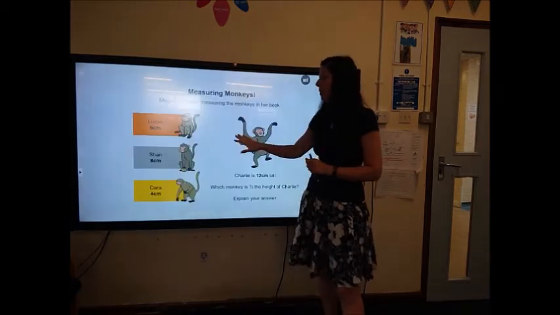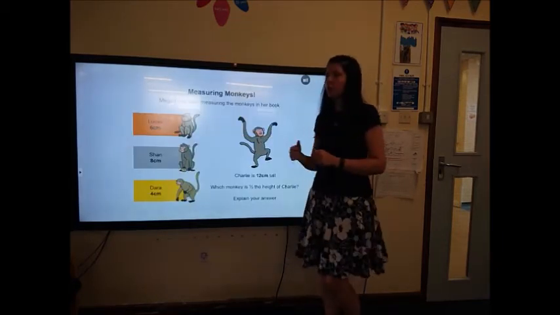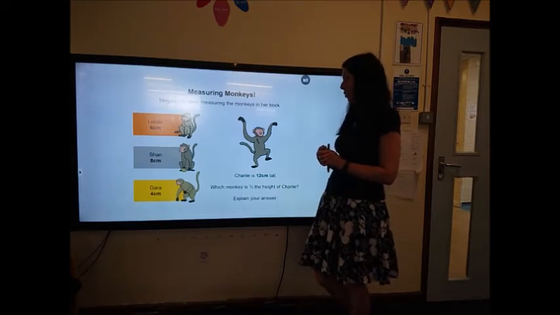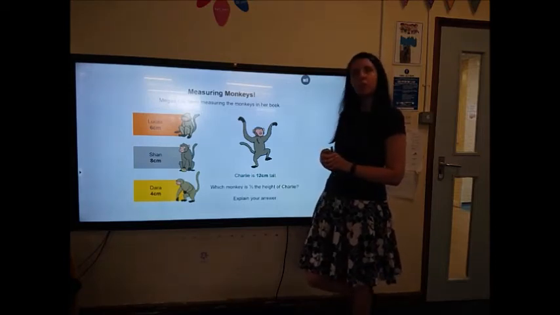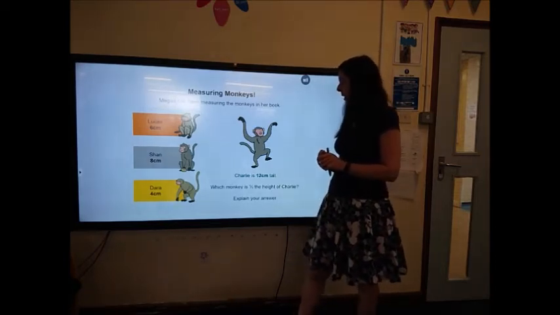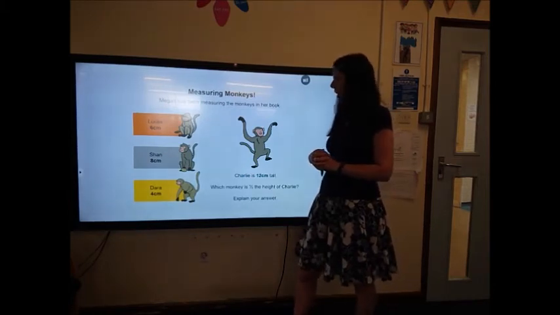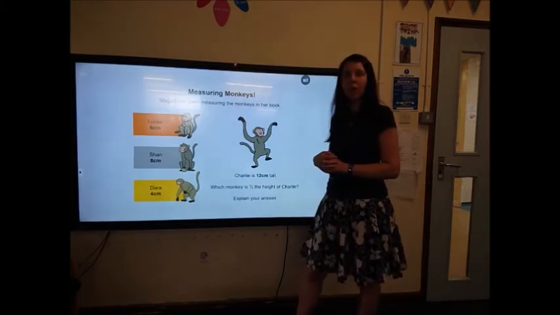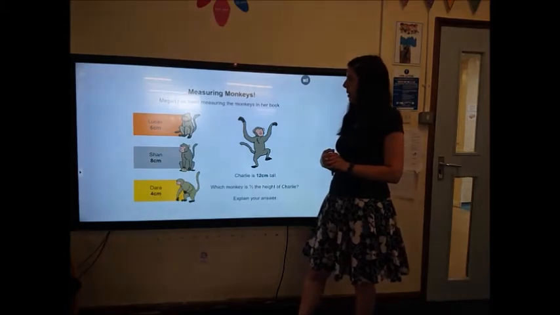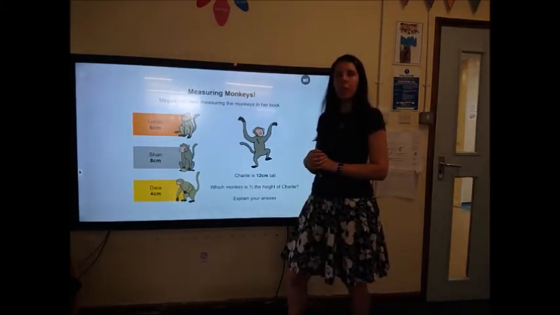Okay, let's have a look. We have got a measuring monkey activity, first of all. Charlie is 12 centimetres tall. Which monkey is half of the height of Charlie? Explain your answer. Tricky, this one, but it's going to be something to get you thinking.